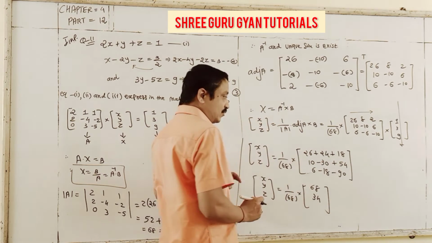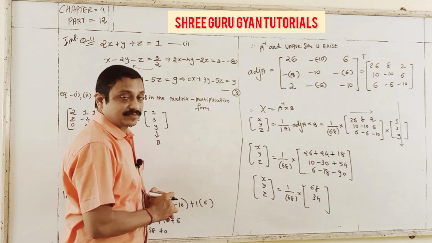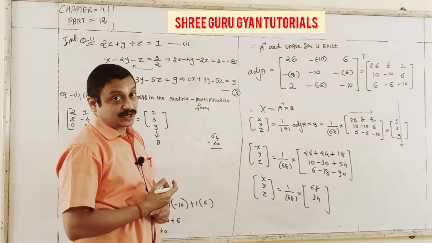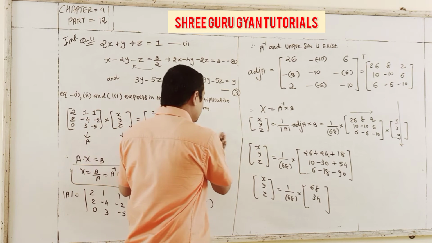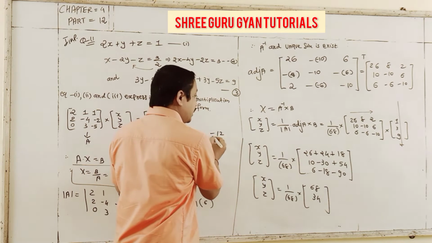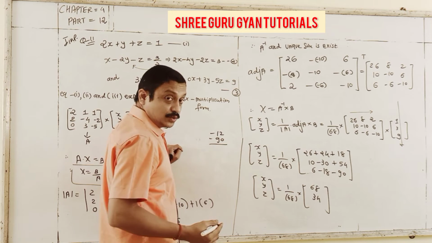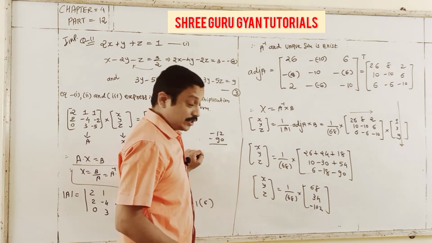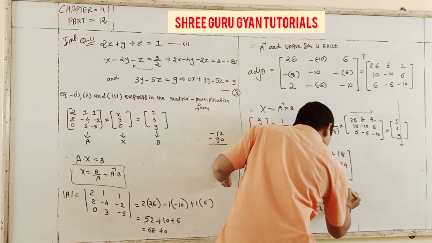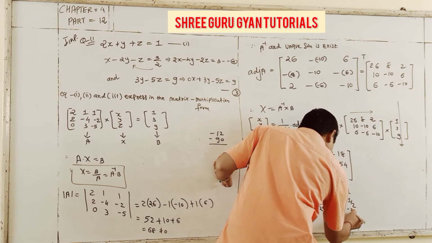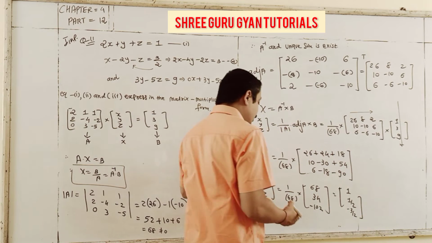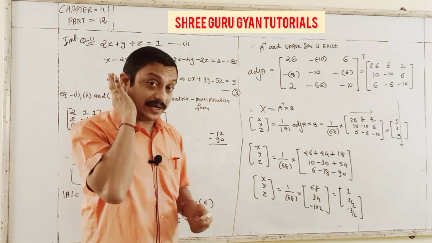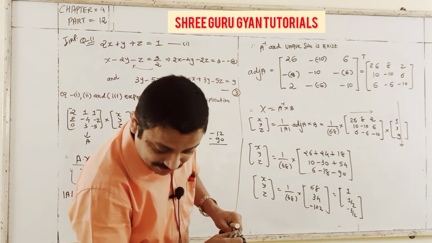It is 34. 54 and 10, 64. 64 minus 30, yes, will do 34. And last of the minus 12 minus 90, it is 102 divided by 68. So it is 1, it is half, and that is minus 3 by 2. 34 2s and 34 3s, 34 3s, it is 102. Yes, students, your answer is minus 3 by 2.